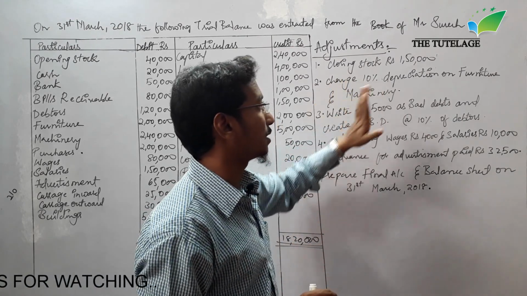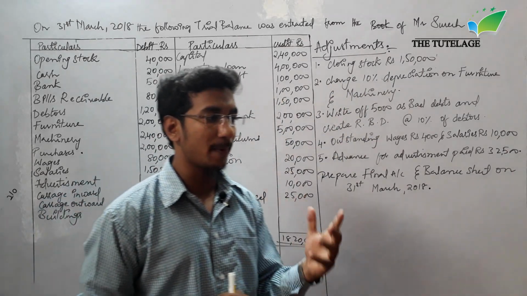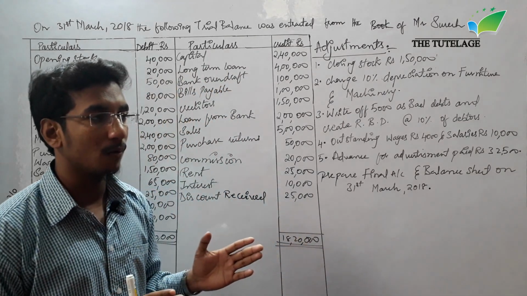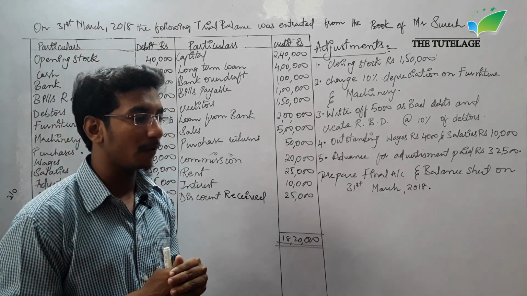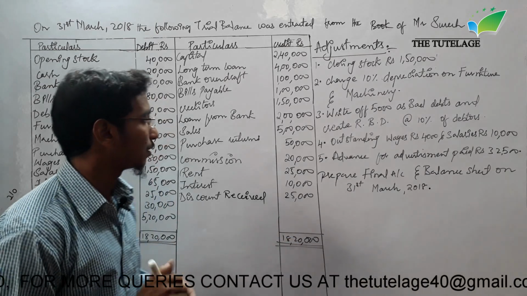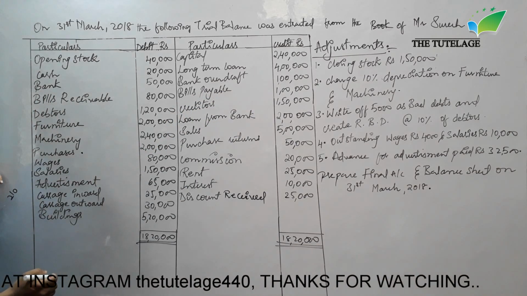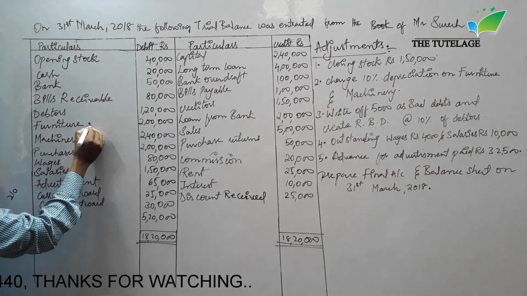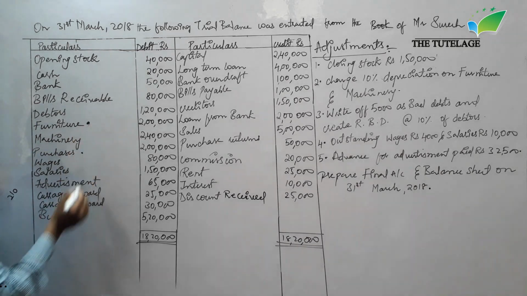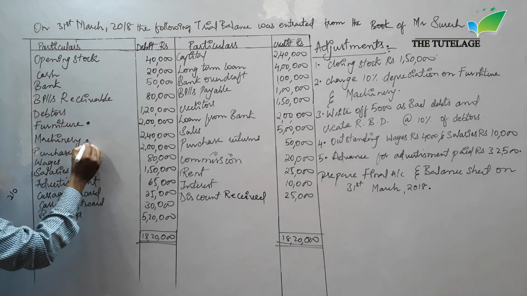Charge 10% depreciation on furniture and machinery. Depreciation is nothing but an expenditure for the business, so we record it in the profit and loss account one time, and next time we will record it on the balance sheet asset side. So there is a depreciation on furniture and machinery. Make a dot on furniture, and where is the machinery? Okay, make a dot on it.